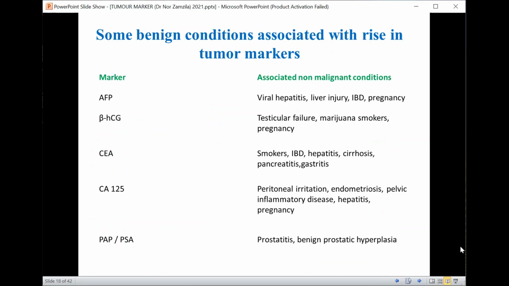And you have to bear in mind, there are also some benign conditions that are associated with raised tumor marker. Therefore, when you want to interpret the result of a tumor marker, think of this possibility as well. The tumor marker may be elevated, but it is only because of some benign condition, not due to malignancy.